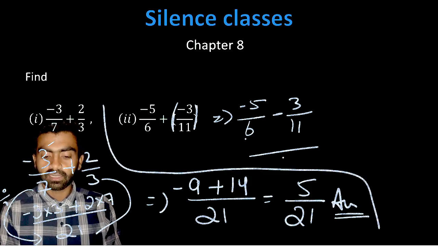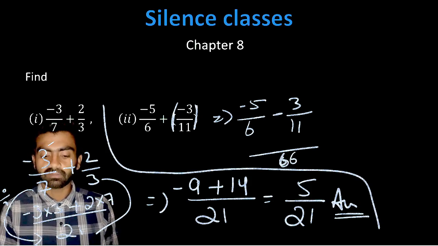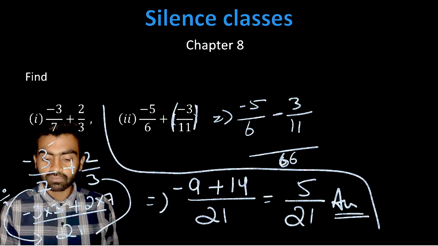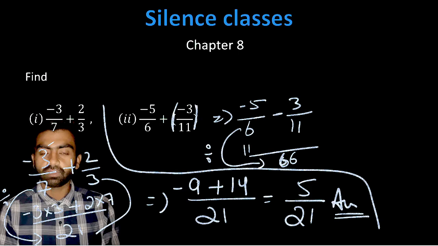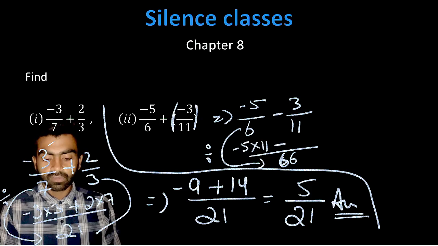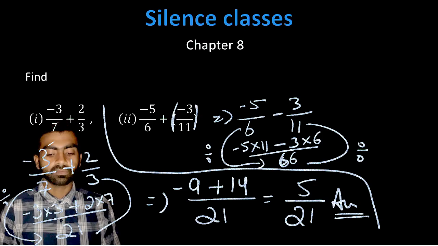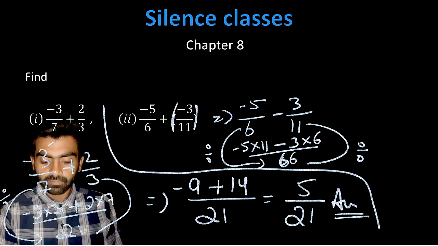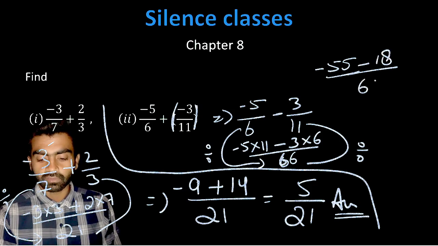11 and 6, it will become 66, because we cannot cut 11 and 6 by one table, so we can multiply them like this. So we will get 66. 66 divided by 6 is 11, and then the answer we have to multiply by minus 5. So minus 5 multiplied by 11, minus 3 multiplied by 11, since 6 11s are 66. So we will get minus 55 upon, minus 3 6s are 18, upon 66.